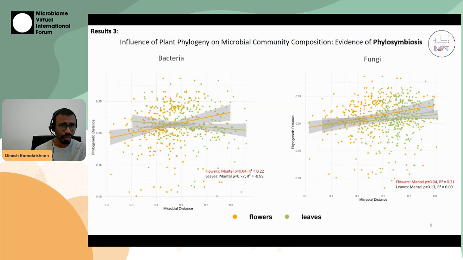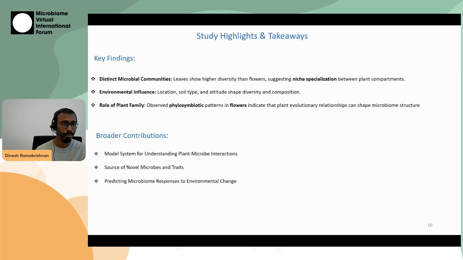Further, we looked into phylosymbiosis evidence for both flowers and leaves, and we can see a Mantel correlation significantly between the microbial distance of both bacteria and fungi with their phylogenetic distance, but we were not able to see any significant relation on the leaf side. This is because flowers are reproductive in nature and tend to have specialized interactions with pollinators. Also, they often produce unique chemical compounds that can select a specialized microbial community that closely aligns with plant evolutionary histories.